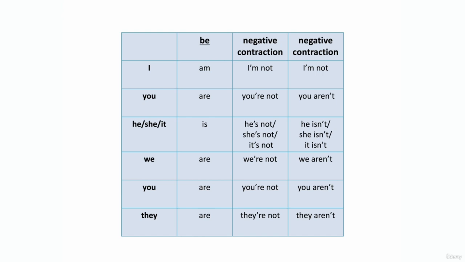He is, she is, it is. He's not, she's not, it's not. He isn't, she isn't, it isn't. We are, we're not, we aren't. You are, you're not, you aren't. They are, they're not, they aren't.